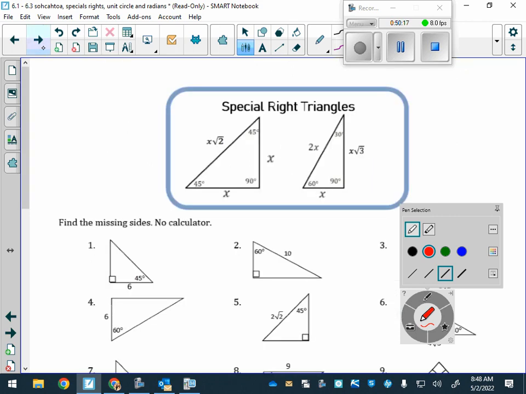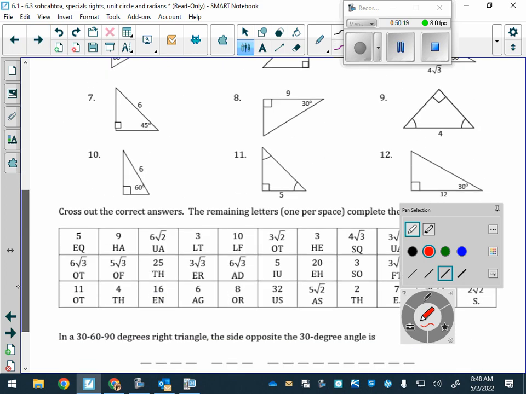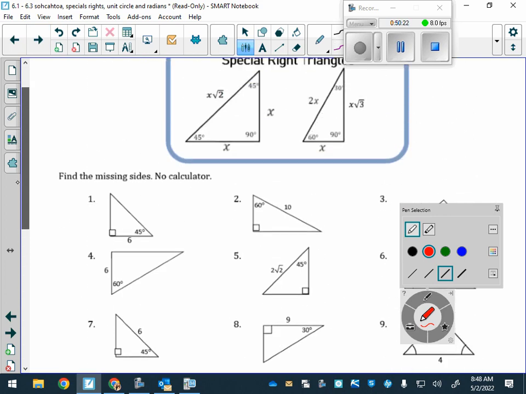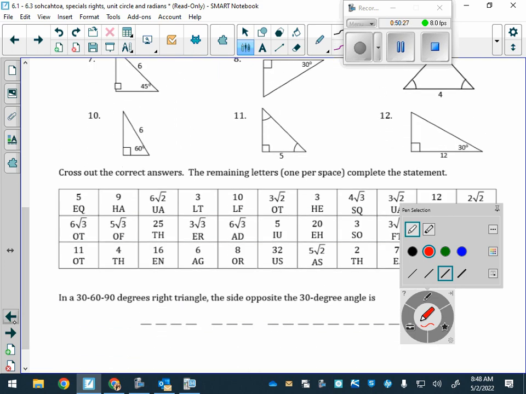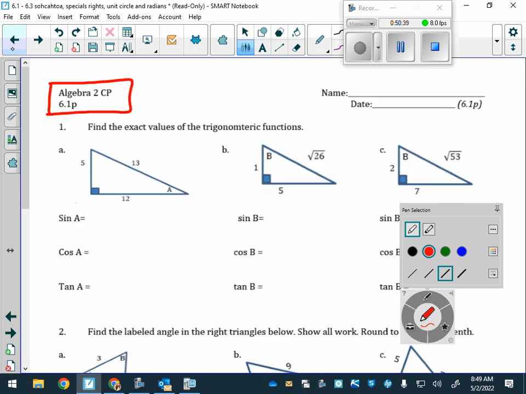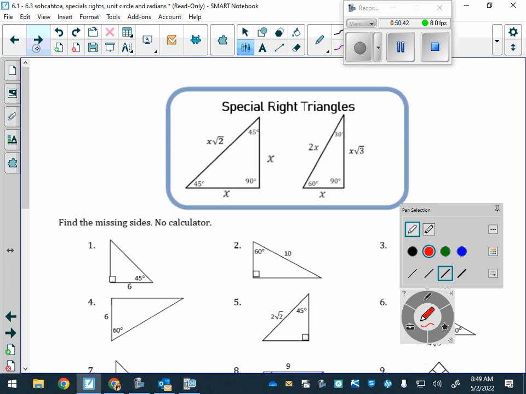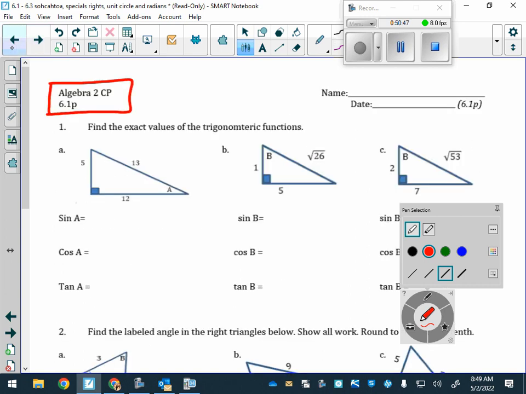Okay. And then we get into our special right triangles, which is a puzzle. Okay. So one thing with this, you cross out the correct answers. So you might get the correct answers multiple times, but if you cross it out once, that's it, okay? The remaining letters are going to spell out a term, all right? So you have the last 2 pages, 6.1 practice here in our special rights, okay? Yes, when you're finding an angle, it's the negative one, all right? Great job, you guys.